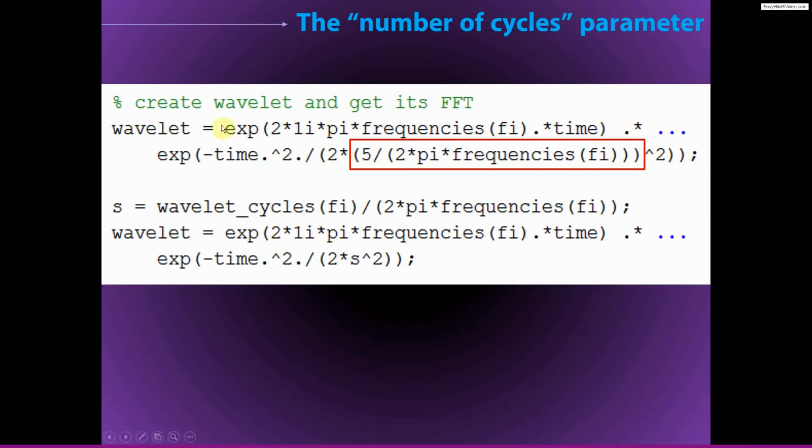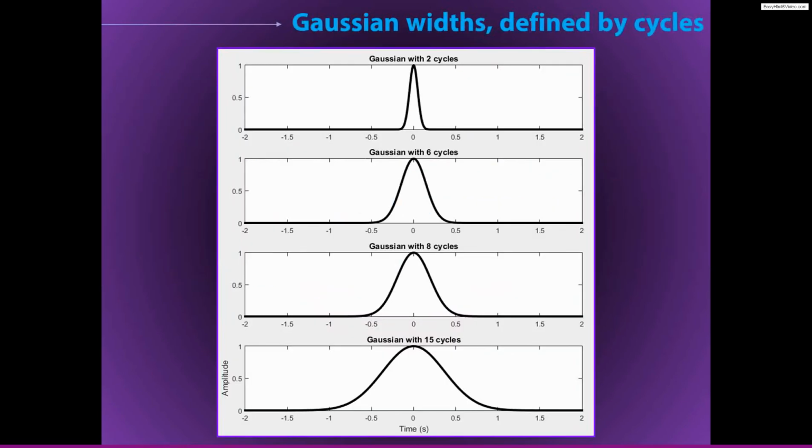Okay, so what I would like you to think about for a minute is what you would expect the Gaussian to look like. We're not yet going to look at the entire wavelet, just the Gaussian. What would you expect the Gaussian to look like if s were smaller, so let's say the number of cycles were 2 or 3, versus if s were larger, so the number of cycles corresponding to maybe 10 or 12 or even 15?